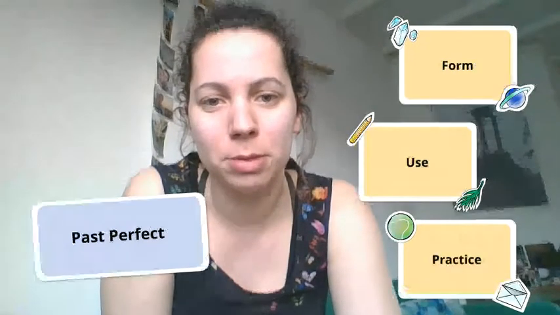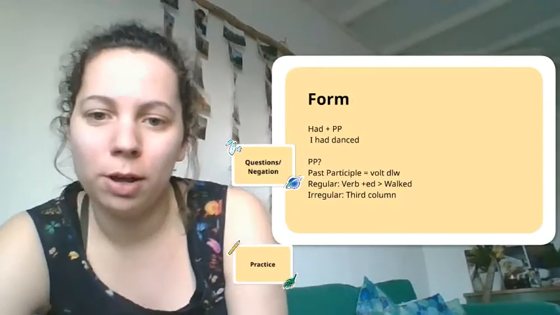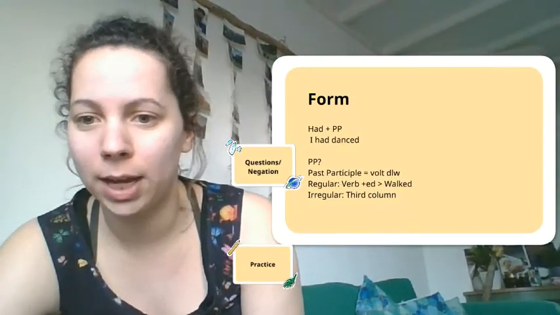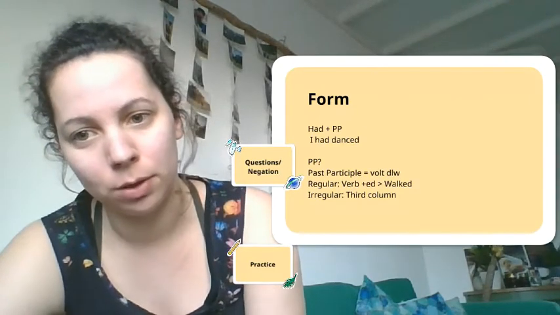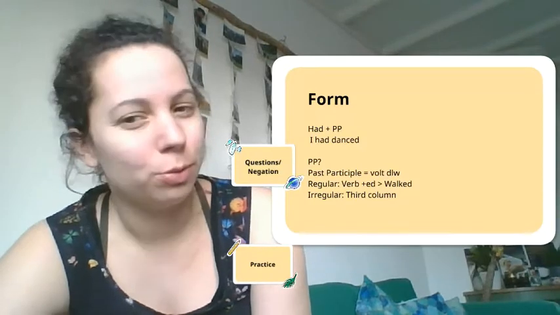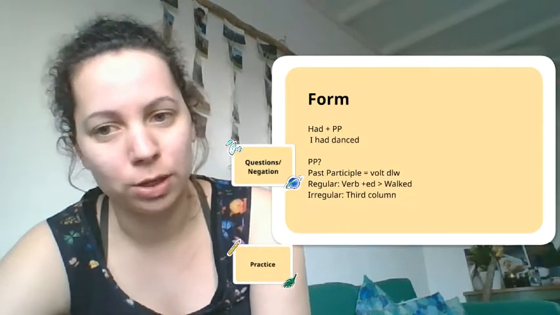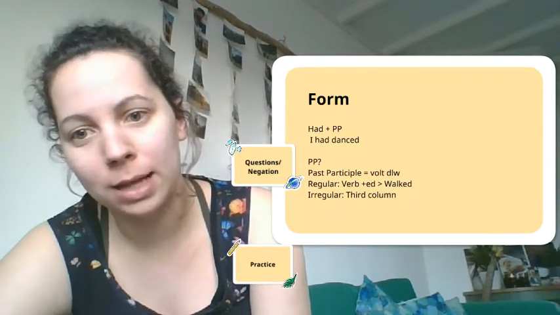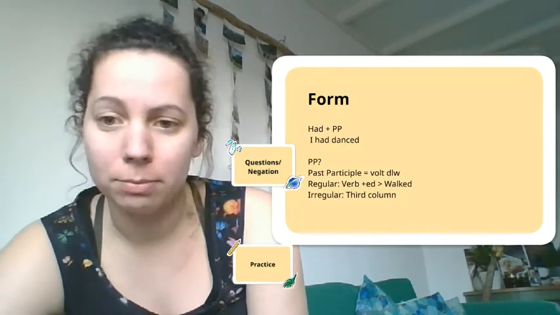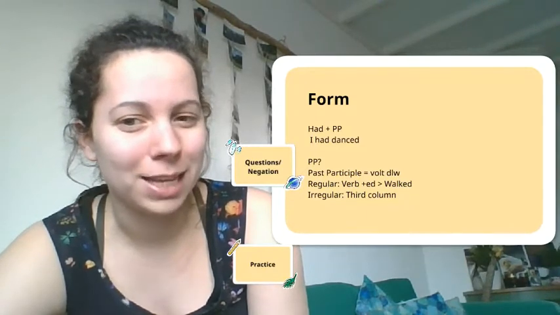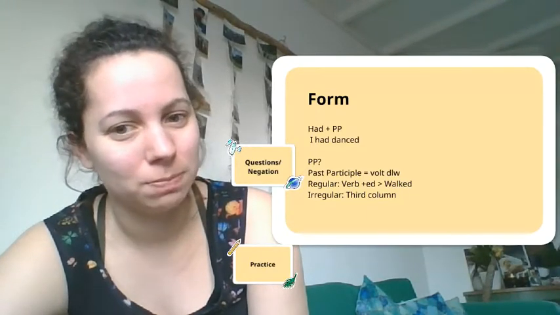Let me zoom in. So, what is the form of a past perfect? What does it look like? Well, you've got had and then a PP. So, for instance, had danced. You might wonder what a PP is because it's not a word we use a lot in class. PP stands for past participle. That probably still doesn't explain a whole lot of it. A past participle is a voltooid word.